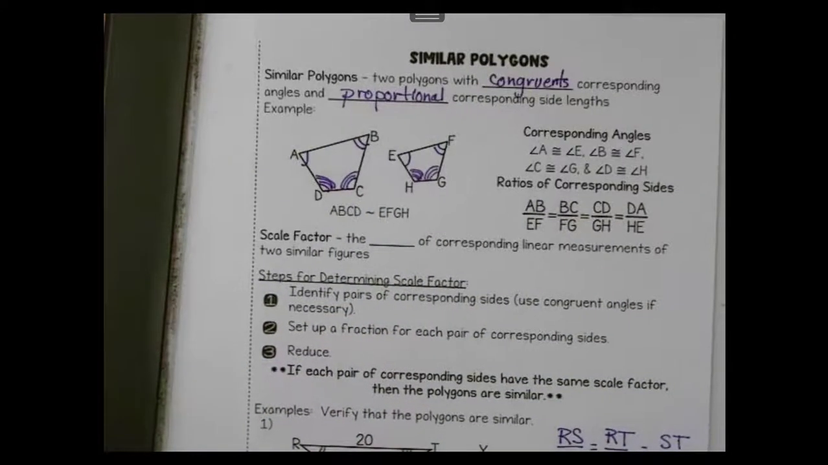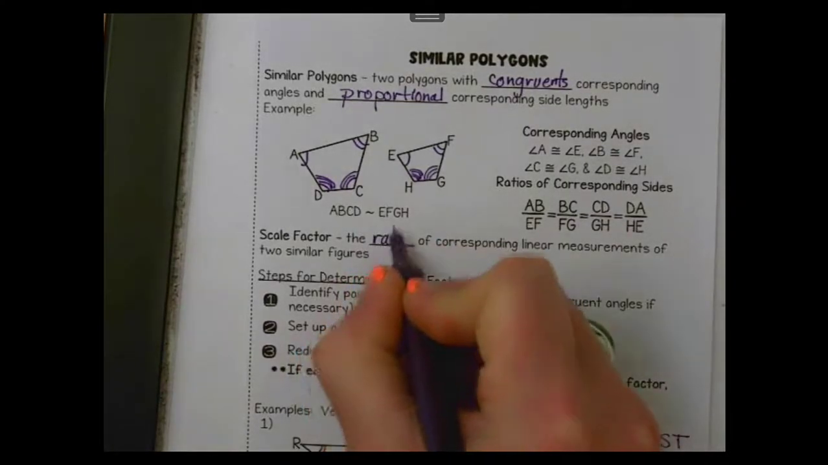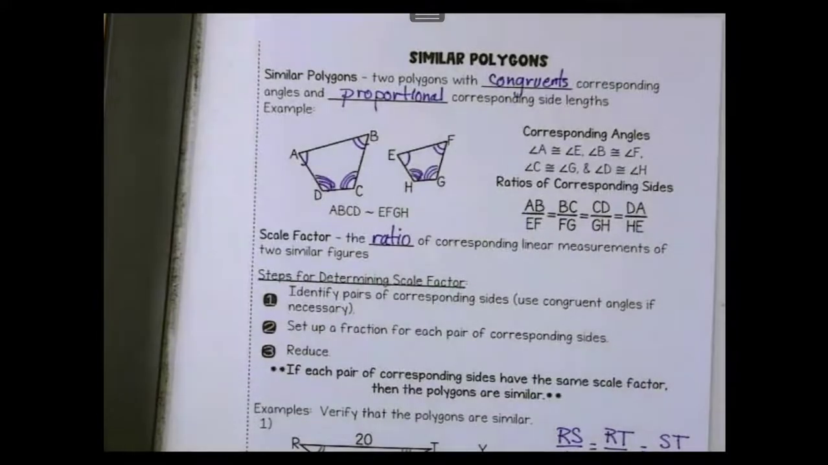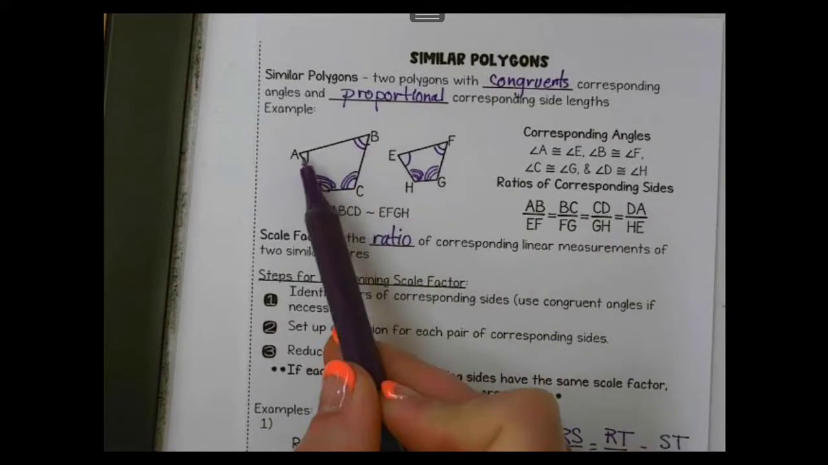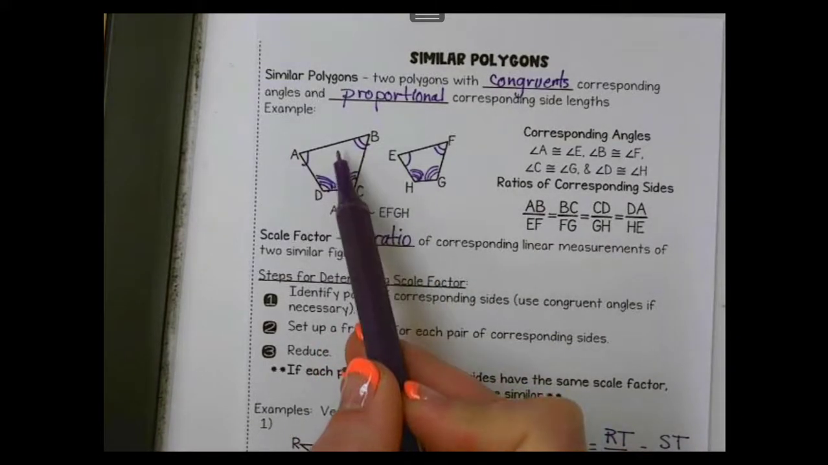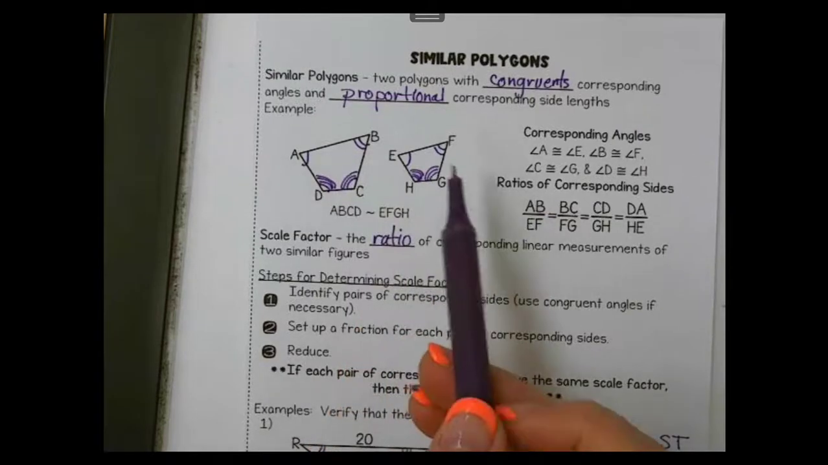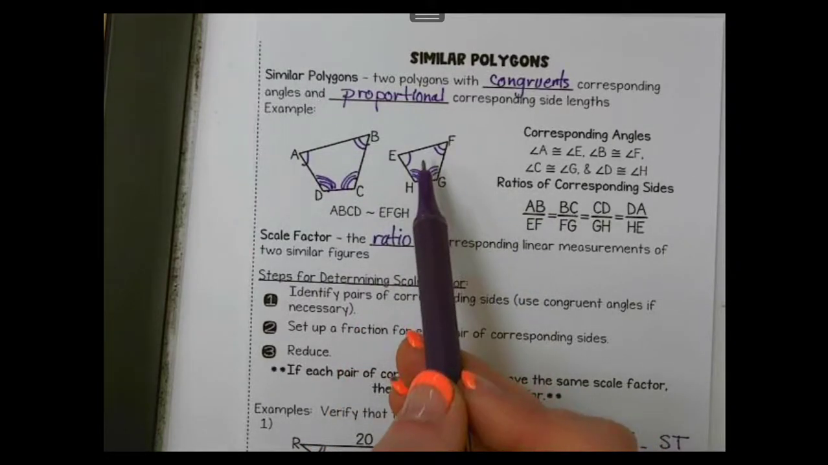Okay, and eventually we're going to figure out what's called the scale factor, and that's the ratio. The ratio is just a comparison of two numbers. We're going to compare a longer side of the bigger figure to the shorter corresponding side.